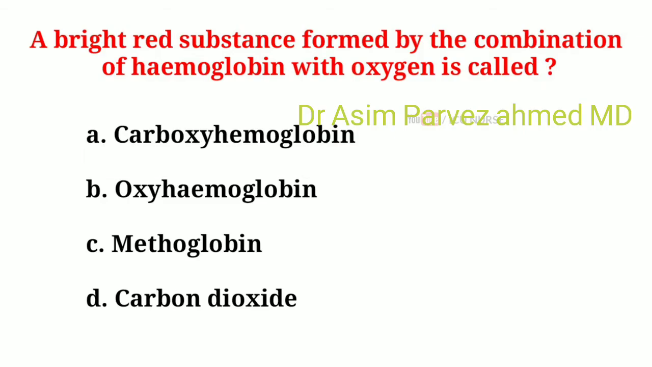A bright red substance formed by the combination of hemoglobin with oxygen is called A. Carboxyhemoglobin, B. Oxyhemoglobin, C. Methemoglobin, D. Carbon dioxide. And the correct answer is B. Oxyhemoglobin.